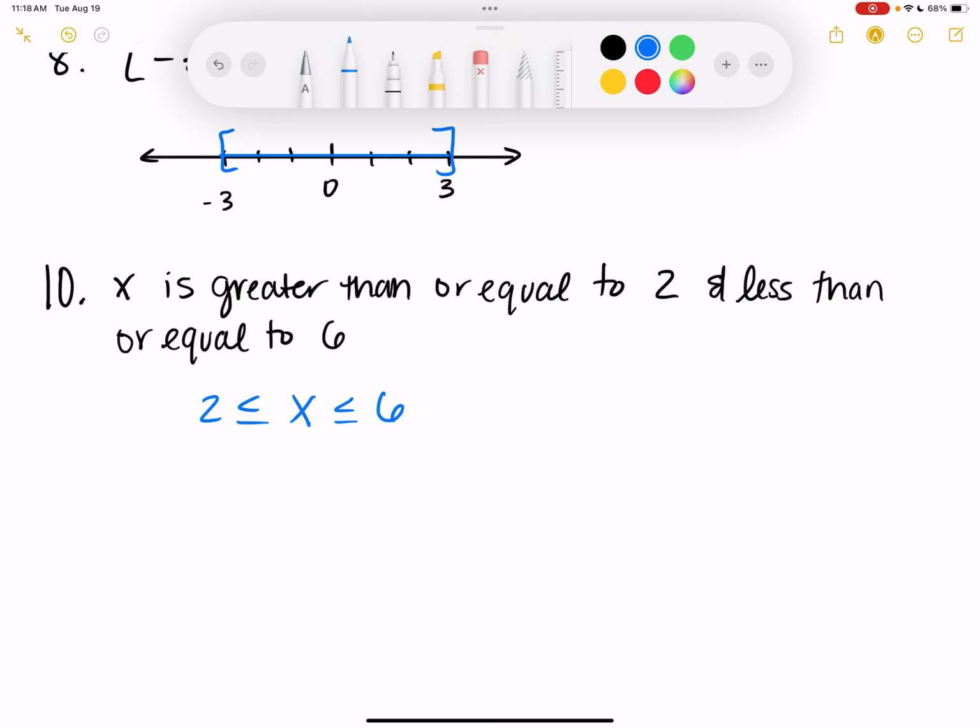All right, so then now I would do my number line. How's this one gonna look? Bracket at the 2, bracket at the 6, and it's in between. Which direction did you say it's going? It's in the middle. Yep. So bracket here, and fill it in the middle.